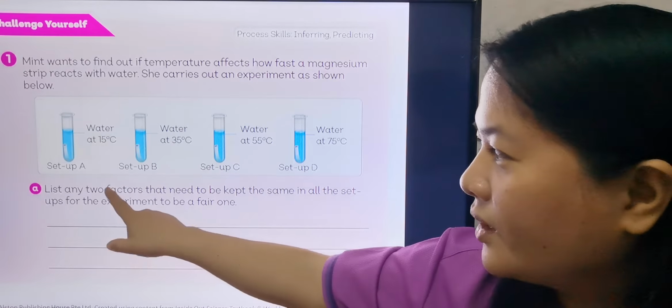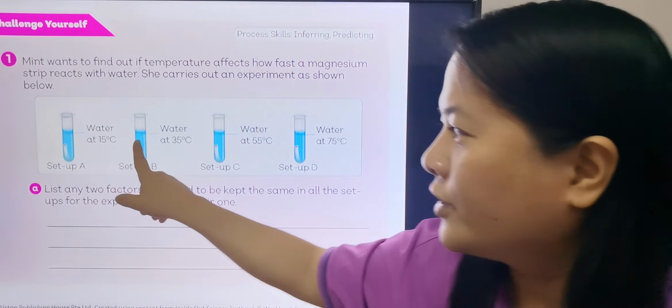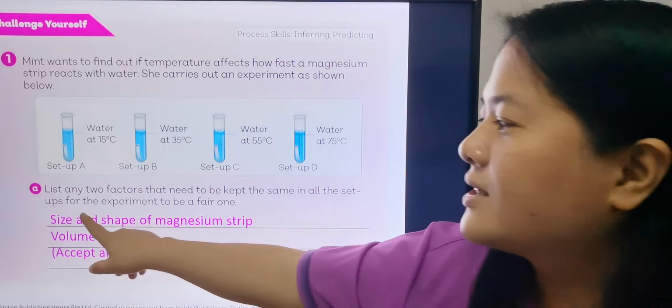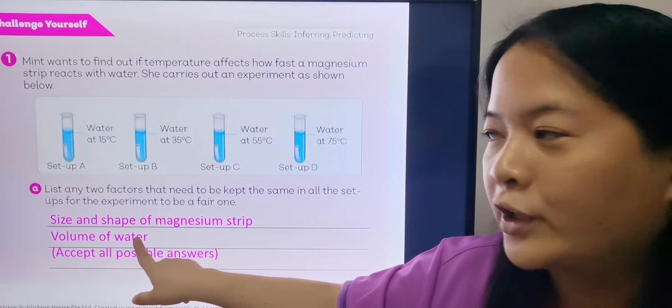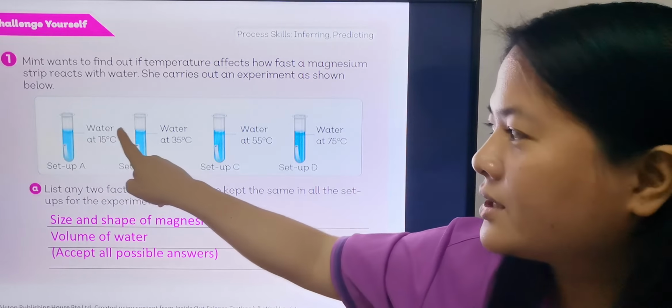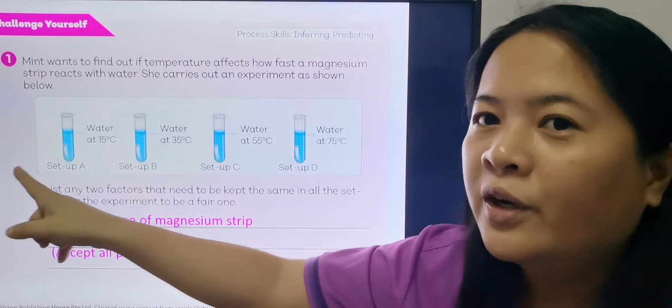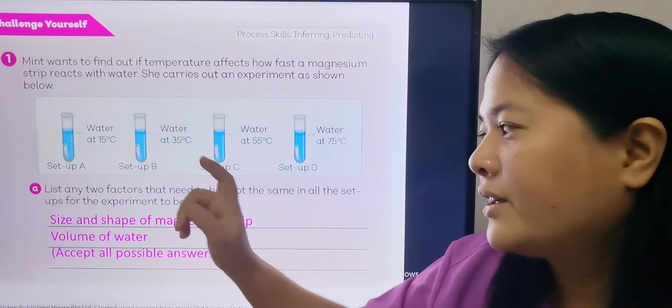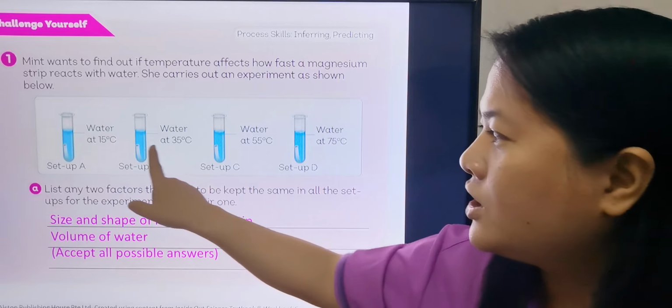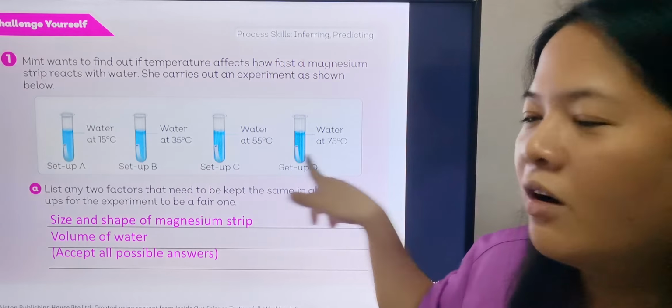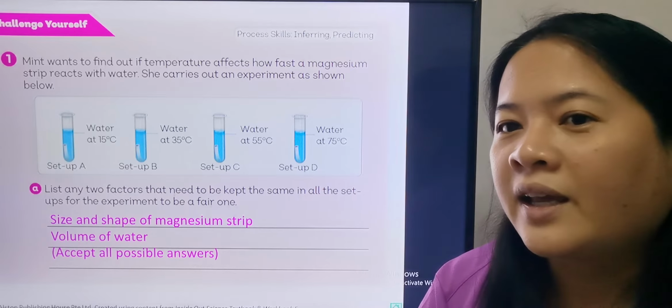So the water level, okay? The size and the shape of the magnesium strip and the volume of water. Okay, you have to use the same amount of water, only the temperature is different, and the size and shape of the strip. Okay, so the magnesium strip should be the same in all the setups. Okay.